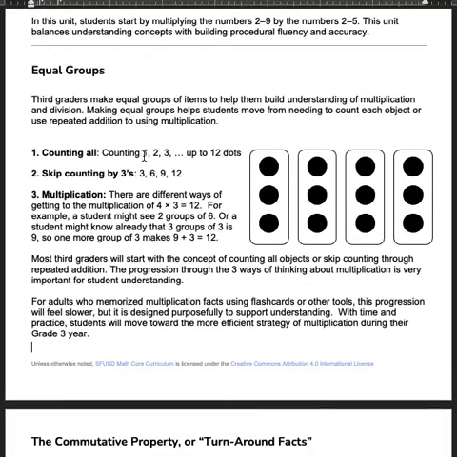Equal groups. Some students will be counting all the dots when they see a multiplication representation or a strategy. Some will do skip counting 3, 6, 9, 12, as you can see here. Multiplication would be 4 times 3 because there are 4 groups and there are 3 in each.